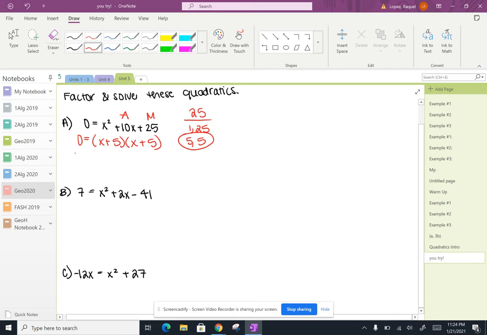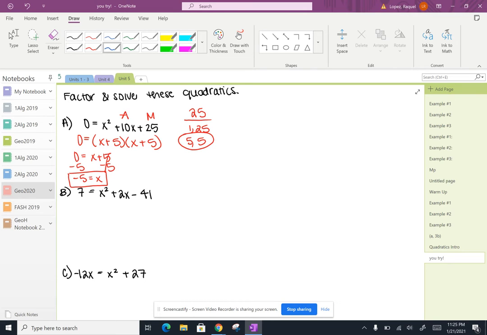Then I'm going to use the zero product property. I'm going to set that first quantity equal to 0, so I have 0 equals x plus 5. When I solve for x, I get that negative 5 equals x. And I know that the other one is going to be the same. So for this one, I really only have one solution. Okay, let's do the next one.